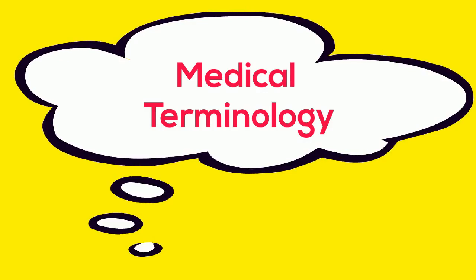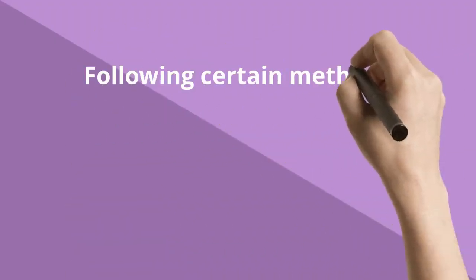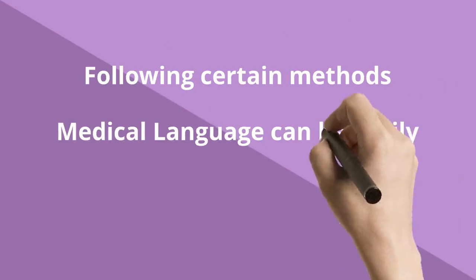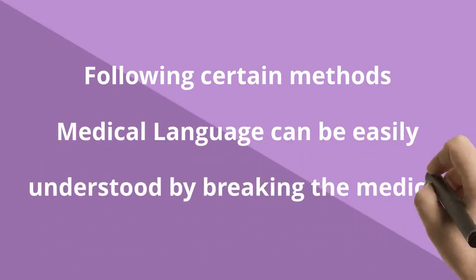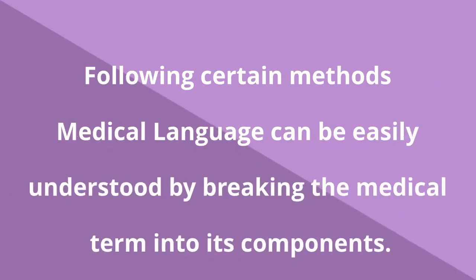What is medical terminology? For example, let us consider the medical term cardiology. When someone says cardiology, we know it is the study of the heart. But how do we arrive at this meaning? Let us see how in the future slides. By following certain methods, medical language can be easily understood by breaking the medical term into its components.